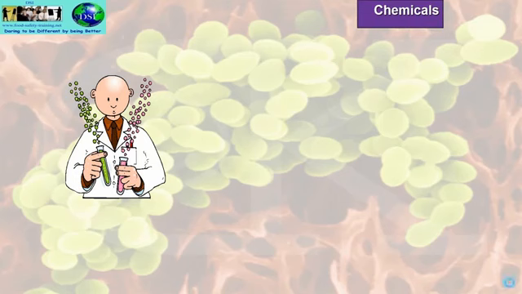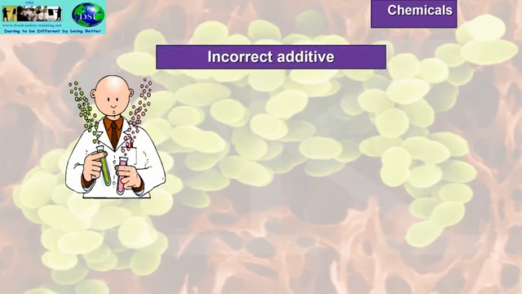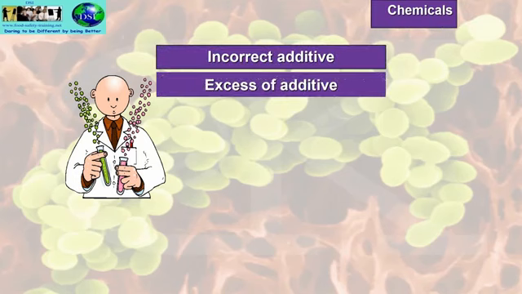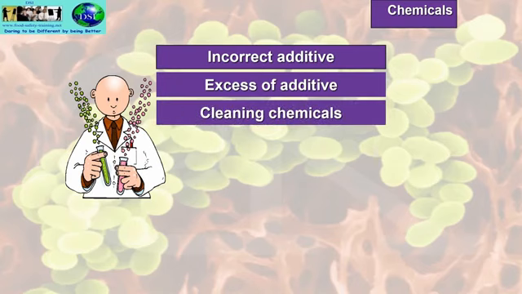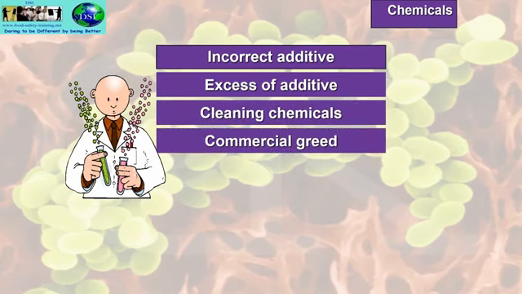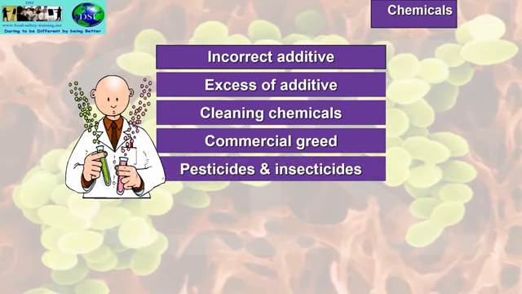So chemicals could be an incorrect additive, excess of additive or cleaning chemicals. Could be due to commercial greed. There's been several examples of that over the years. I remember one going back in the 80s where engine oil that had been taken out of vehicles was filtered and used as extra virgin olive oil and actually sold to the public. Quite a few people died from that. Pesticides and insecticides actually getting into the food.